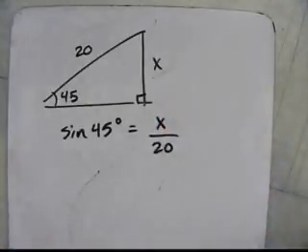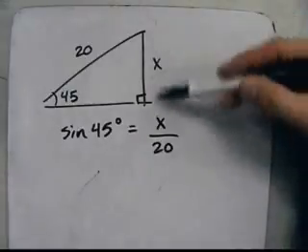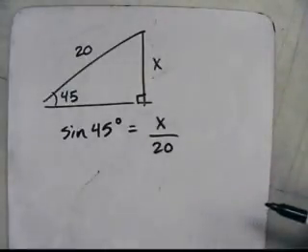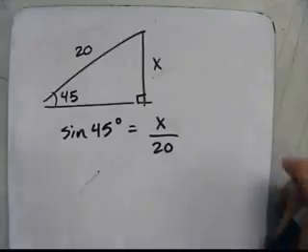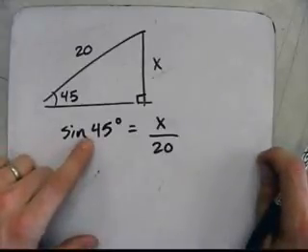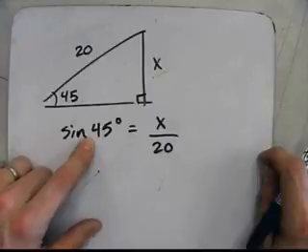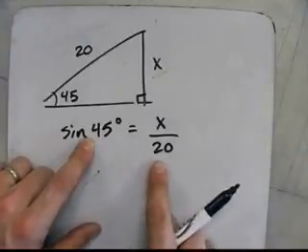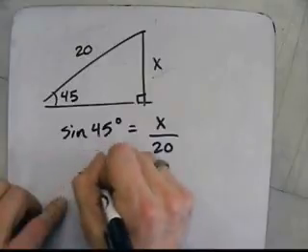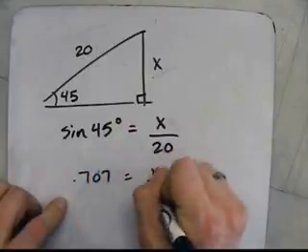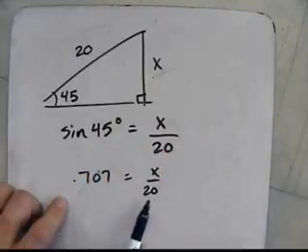That's the answer? Well, no. If we want to solve for x now, I want to find out exactly how big that side is. Now I'm going to let you use your calculator on this one. Figure out what the sine of 45 is. It should give you 0.707. So 0.707 equals x over 20. And now I just got to solve for x. So how do I get rid of that little 20 right there?